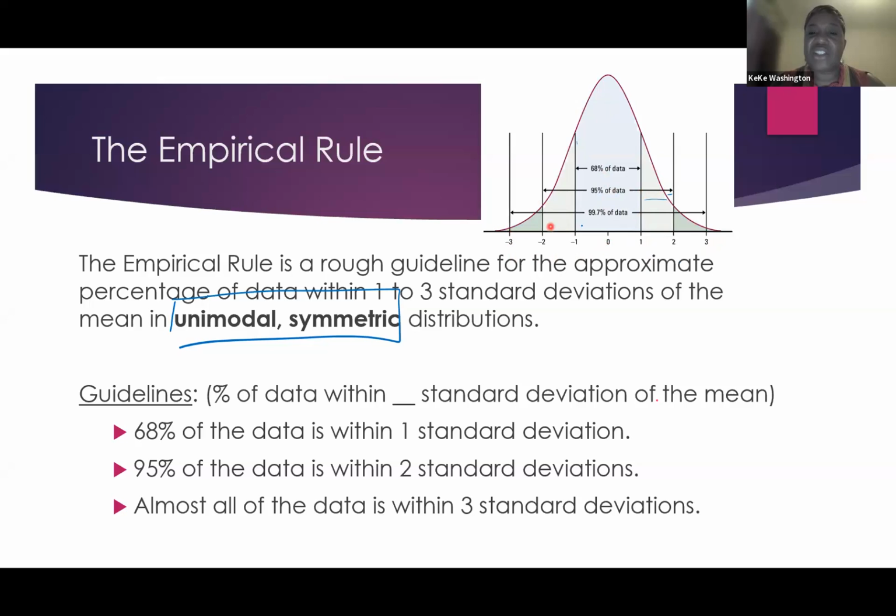Within 3 standard deviations represents almost all of your data, approximately 99.7%. So anything outside of 3 standard deviations is just the other 0.3%, because the entire curve has to be 100% of your data, because that's all of the data. Okay. So again, we use the empirical rule to describe the spread of distributions that are symmetric and unimodal. All right.